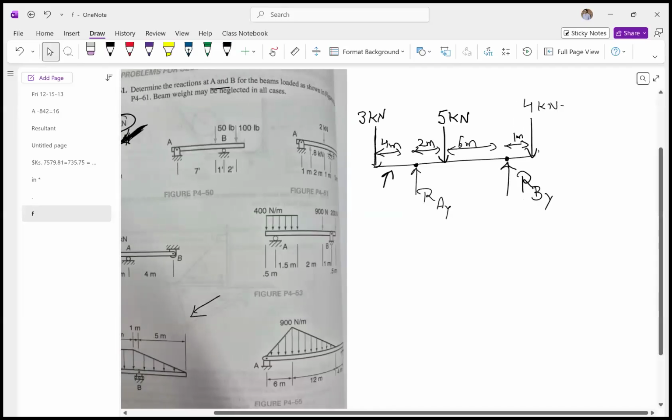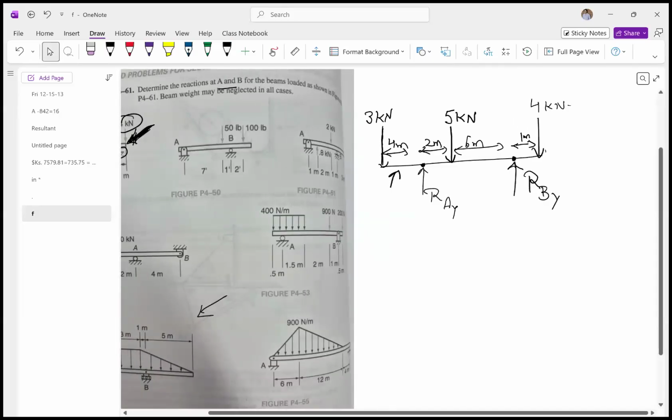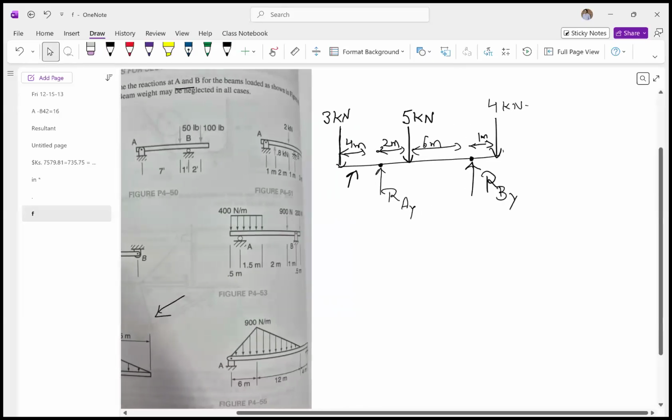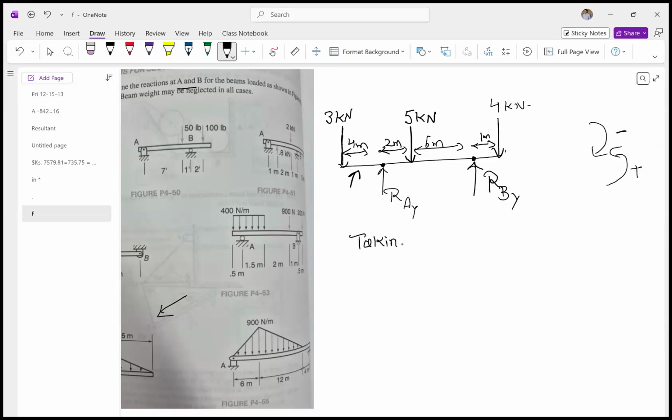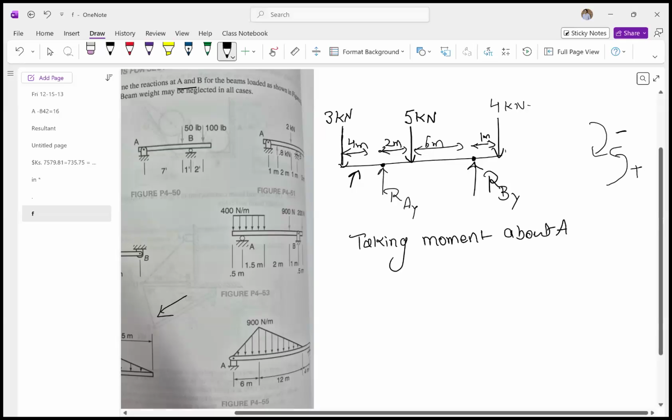All right, so remember the moment. Clockwise moment is negative, and counterclockwise we take as positive. If something is rotating in this direction, we'll take it as negative. If something is rotating in the opposite direction, we'll take it as positive. So I'm going to take the moment about point A. Just let me quickly check whether it's being recorded or not. Yes, it is being recorded.